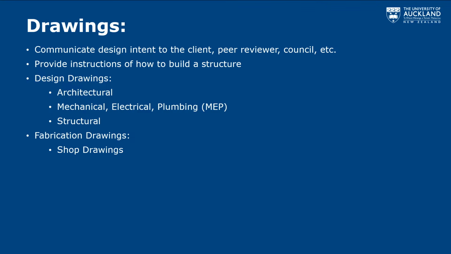And so you need to be able to show them, well, this is what we're proposing to get built and what we've designed. Your drawings are going to take what you have calculated in your calculations and then turn them into a set of instructions which can get built on site. And there's a number of different types of drawings at the design stage. So you've got architectural drawings, which, as the name suggests, are going to be produced by the architect.